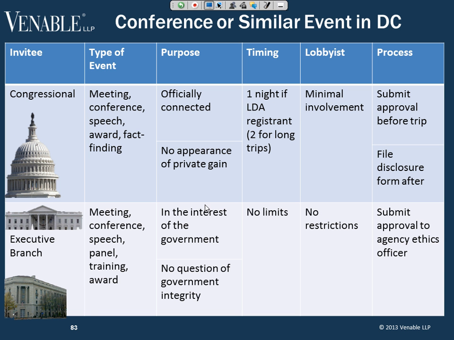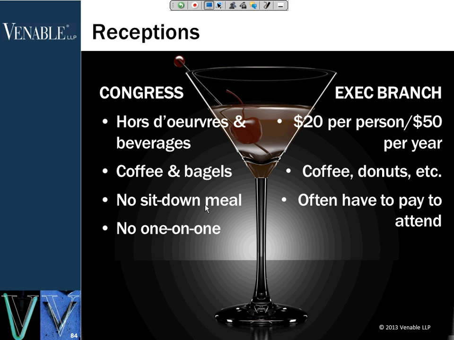Another common thing to do is to host receptions. Here, the key is not the number of attendees, but the kind of food that's served. Food or drink of nominal value other than as part of a meal. So in the morning, donuts, coffee, juice. In the afternoon or evening, hors d'oeuvres, things that you stand up and eat, not that you sit down.